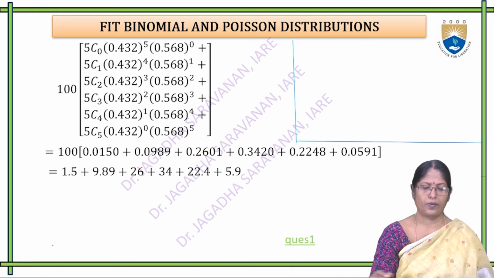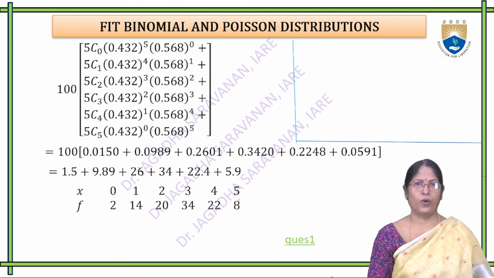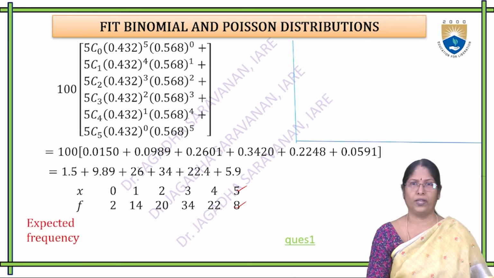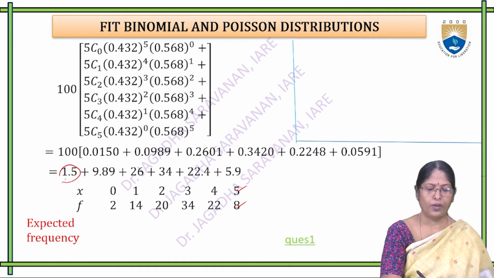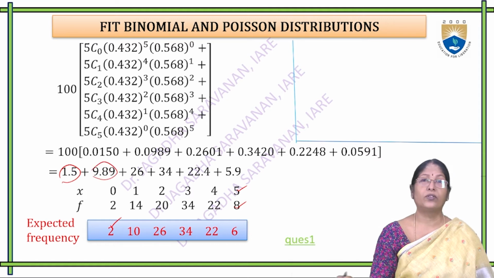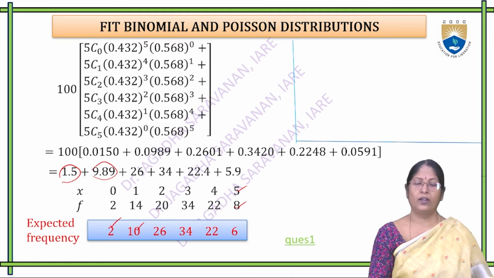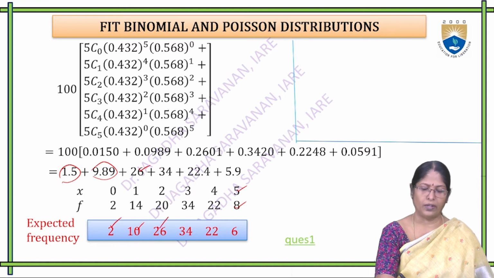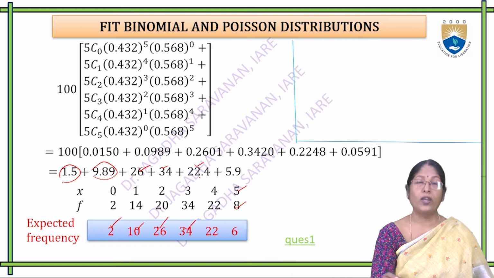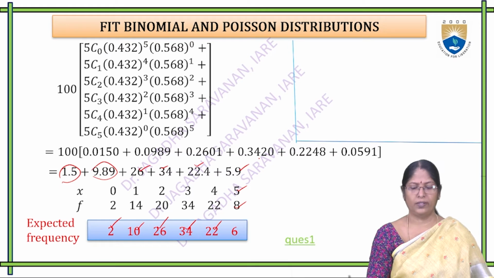So this is our question, x and f, which is the given data of our question. They expected the frequency. Now this 1.5, we can write as 2, it's a round off. Then 9.89 we have taken as 10, 26 as it is, 34 as it is. This 22.4, because only 5 and above 5 we will round off, here it's only 22.4, so it is 22. 5.9, that is 6.